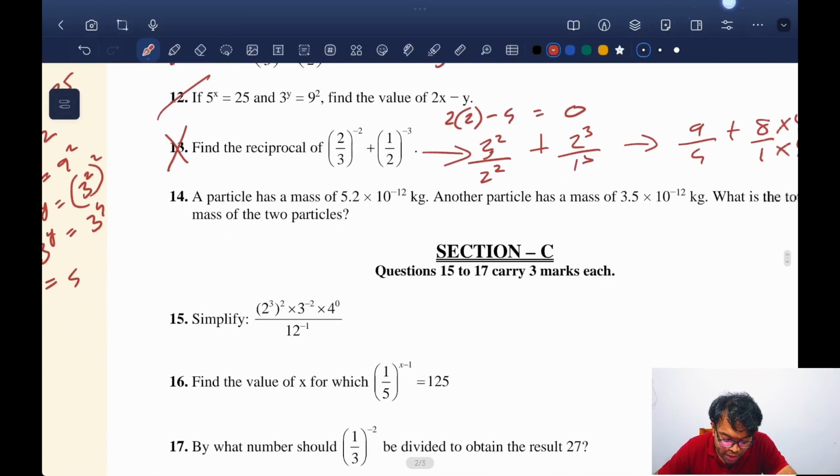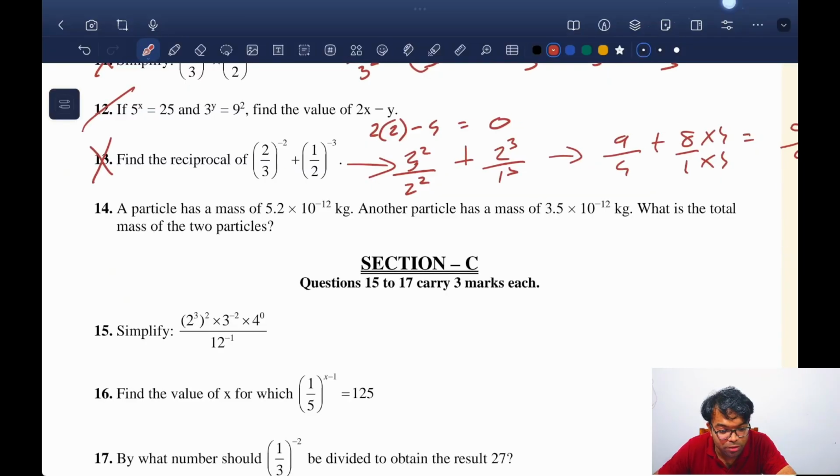Now, a particle has a mass of 5.2 into 10 to the power minus 12 kgs. Another particle has a mass of 3.5 into 10 to the power minus 12 kgs. What is the total mass of both the particles? Very easy. So, you can write it as 5.2 into 10 to the power minus 12 plus 3.5 into 10 to the power of minus 12.